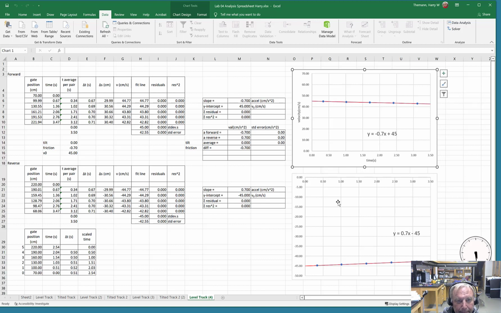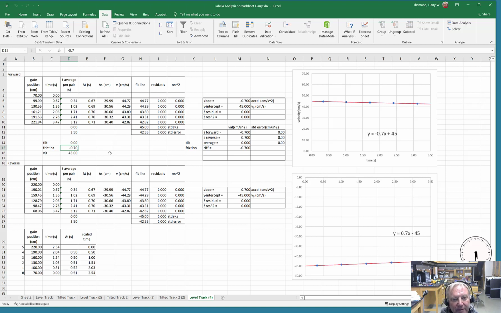That's what we see. So notice that I set the tilt to 0, and the average value shows us there's no tilt. This thing is perfectly level. And the only acceleration is coming from friction, and there it is. And the friction is the difference divided by 2. Pretty nifty, huh? So that's the exact right way to do it.